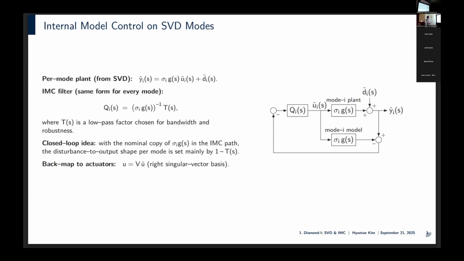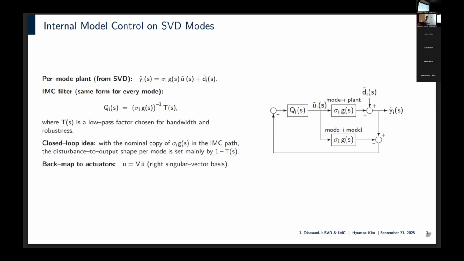So each Q_i is very simple to design as just sigma_i G inverse and T_s. And T_s is a low pass filter chosen for bandwidth and robustness of the system. If we design by choosing the low pass filter T_s, then we get the closed loop very simply, with the nominal copy of sigma_i G in the IMC path like this. Then the disturbance to output shape per mode is set mainly by just 1 minus T_s. So if you change the bandwidth of the T, it can automatically deal with disturbance by the 1 minus T_s transfer function.